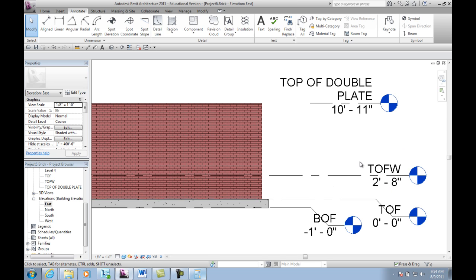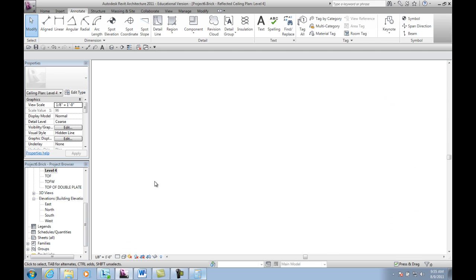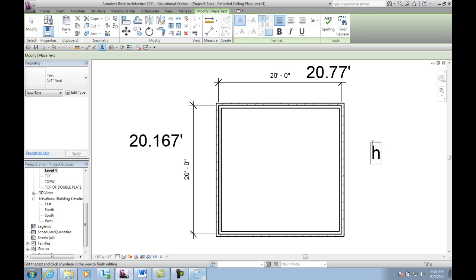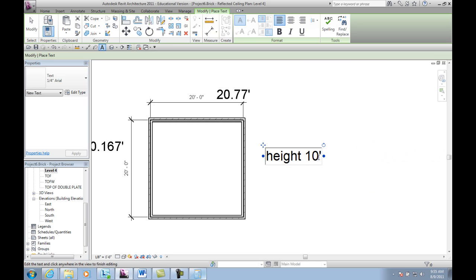So again, the height of this is what we come in here to get. So if you're 0 level here, we're going up here to this level, top of double plate. It's 10 foot and 11 inches. Right there you go, guys. 10 foot and 11 inches is what it is. So I'm going to go back to level 4, and I'm going to type that in. We'll say height, but it's actually, we're calculating for width here. Our height is 10 foot and 11 inches.